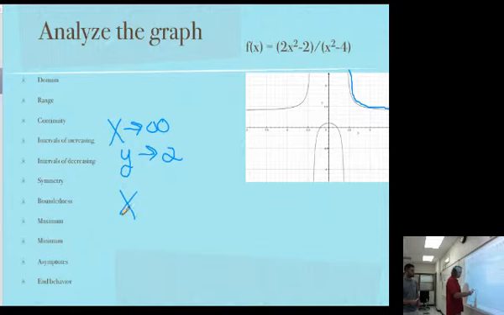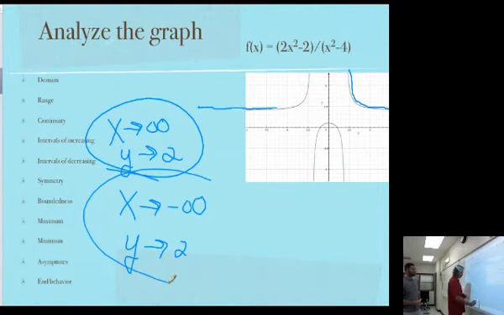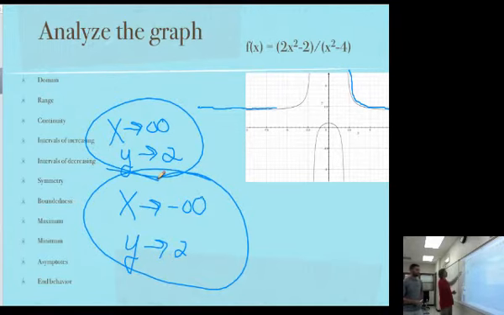What if it gets huge in the other direction? As x goes toward negative infinity, what's y getting close to? 2. Y approaches 2 as well. All right, so this is true for end behavior, and so is that. So just look to see on the ends, what does it look like?